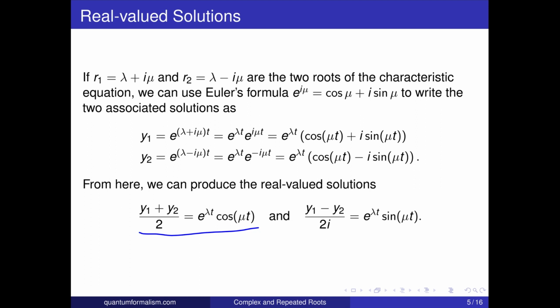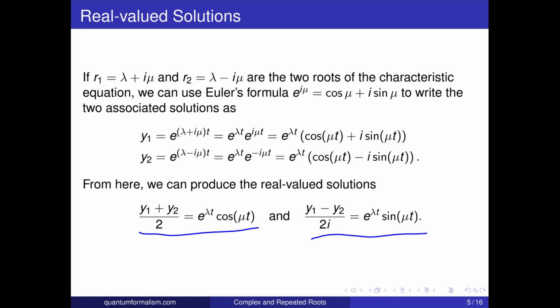Similarly, if you subtract the two, y1 minus y2, the cosine terms will cancel out, and then the sine terms will combine, and you have an extra factor of i. So you'll have 2i times e to the lambda t times sine of mu t. So if you divide by 2i, then you'll get this function, e to the lambda t times sine of mu t. So subtract and then divide by 2i, and you'll get that one. Okay, great. So these are real valued solutions.